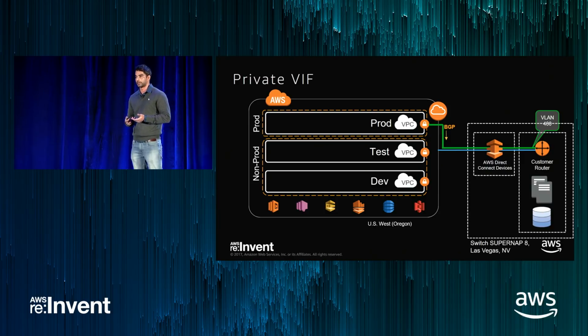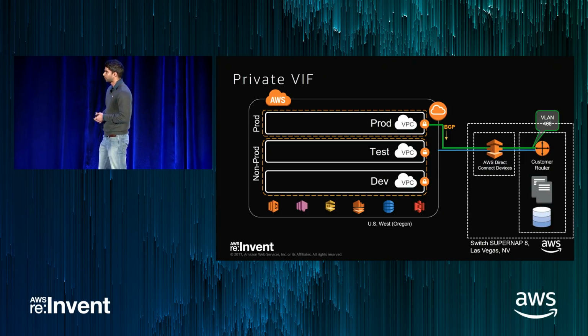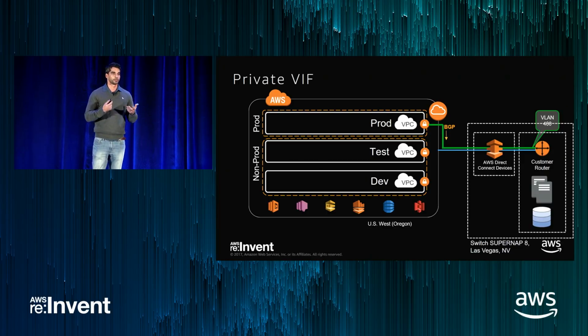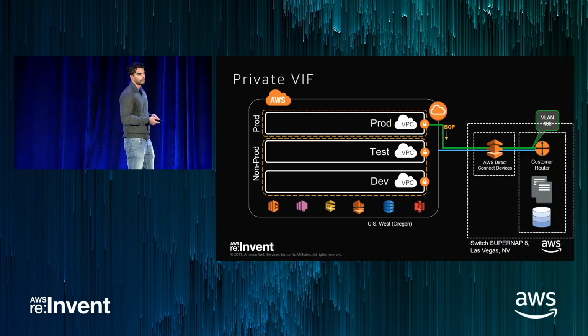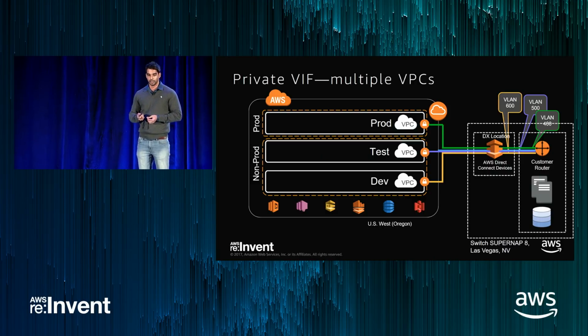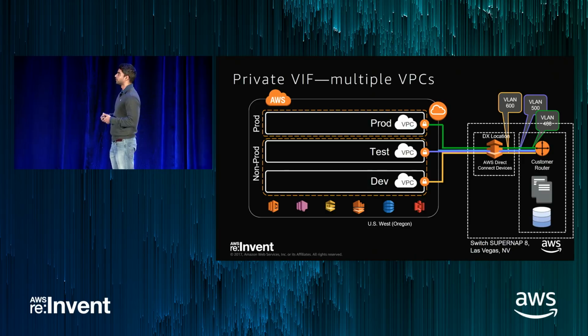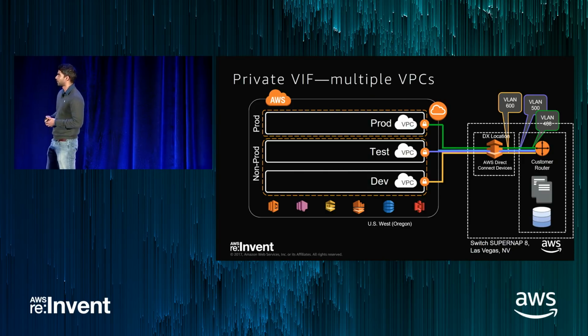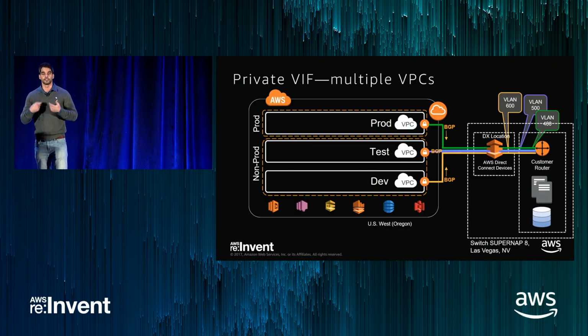Configuring all of this is pretty simple. When you create the private virtual interface, AWS side gets auto-configured, and you get an option of downloading a configuration file, which you can go and apply on your router. Now, you repeat this process for every VPC you want to connect to. So it's a different VLAN, a different private virtual interface, and a different BGP session for each VPC.